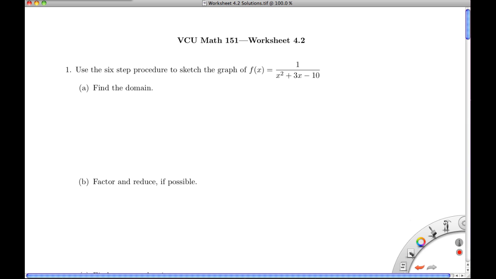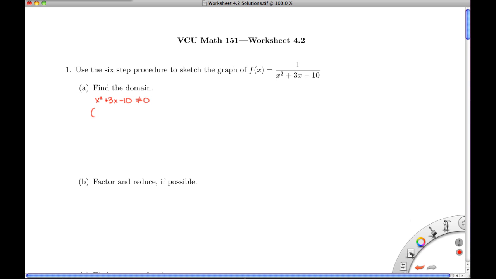So let's say we start off with f of x is equal to 1 over x squared plus 3x minus 10. First we're going to be asked to identify the domain. As before, we want to pick a domain such that any x values in our domain don't make the denominator equal to 0. So the way that we can ensure that that happens is we can say, well, here's our denominator, x squared plus 3x minus 10, and we want to make sure that this is not equal to 0. So we're going to find these zeros and then exclude them from our domain.